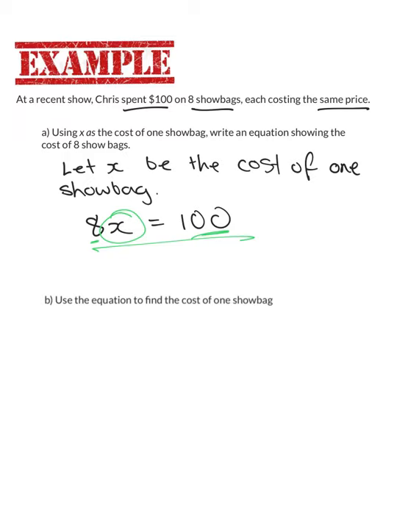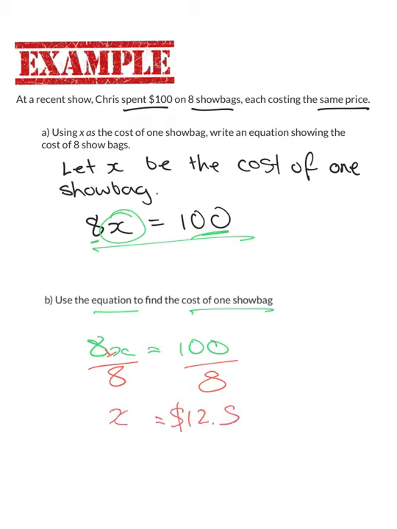of each show bag. So part B says use the equation to find the cost of one show bag. 8x equals 100. So we need to get x on its own. So we are going to apply our inverse operations. Remember that 8x means 8 times x. So we're going to do the inverse and divide. Divide by 8, divide by 8. x is going to be 12.5. So that tells us that each show bag had a total cost of $12.50.